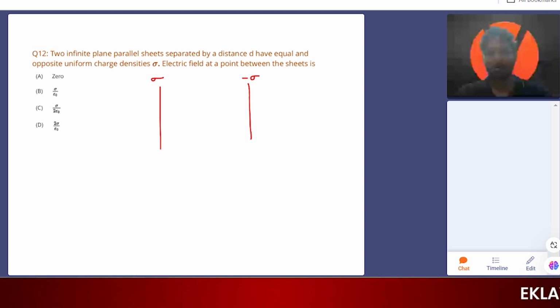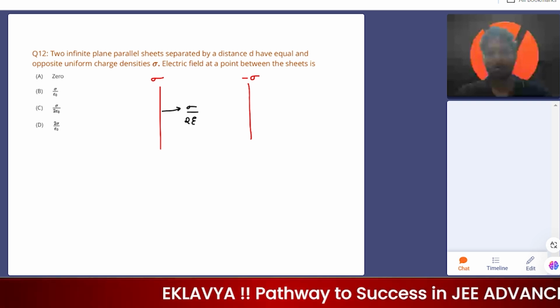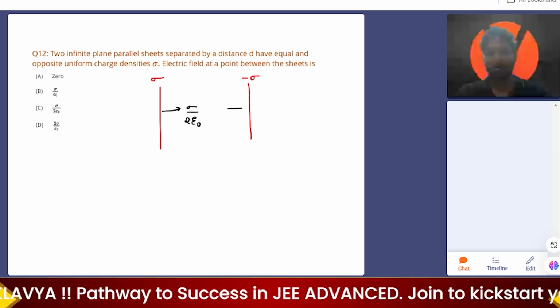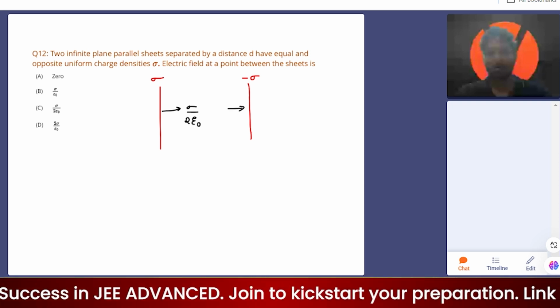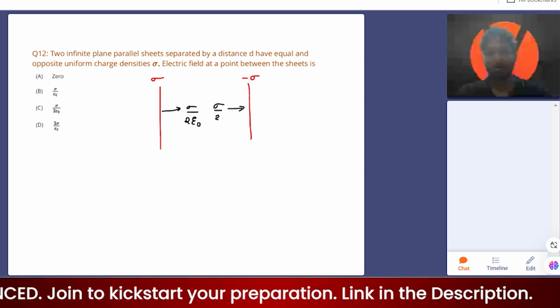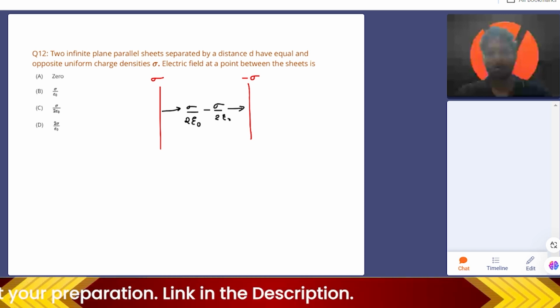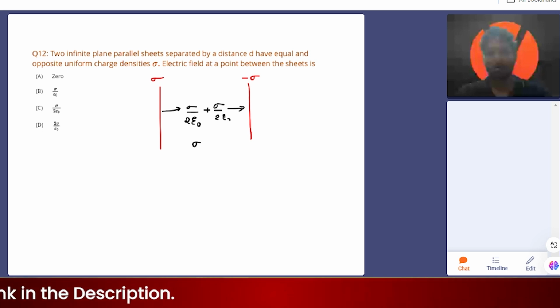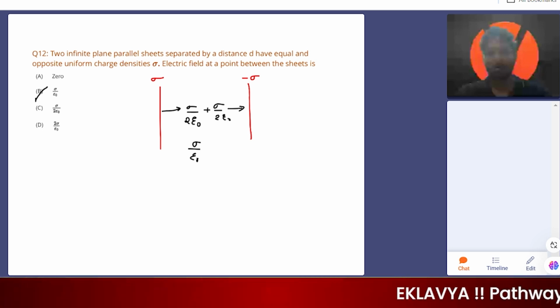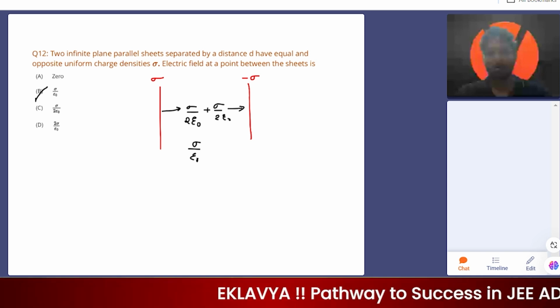Now due to the sheet, it will be sigma by 2 epsilon naught. And this is a negative charge. For that also the field lines will be into it. That's again a sigma by 2 epsilon naught. Total electric field will be a combination of these both. So that will be a resultant of sigma by epsilon naught. That is option B.